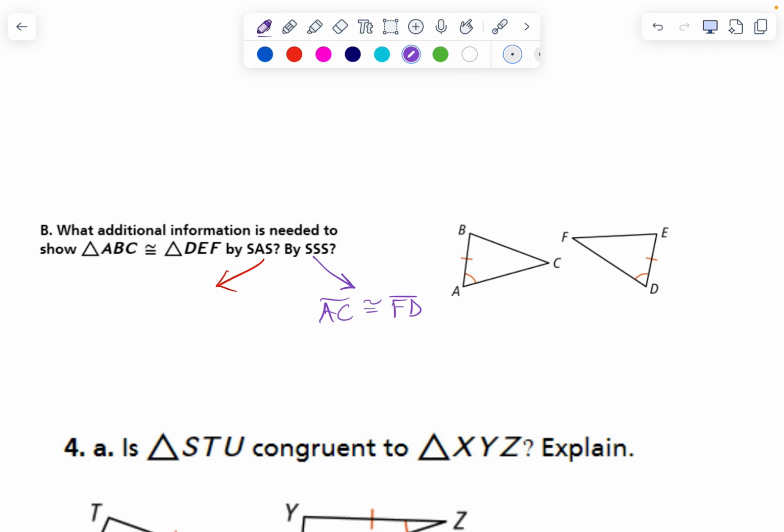Okay? So we would need to know those are congruent. And then what's our other congruent statement? BC, and which does it correspond to? EF or FE. Okay. Like that. So at some point in your written out proof, you would need a way to show those two things are true. How about for side, angle, side?